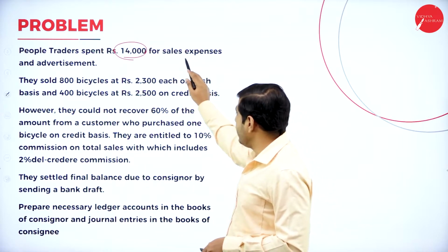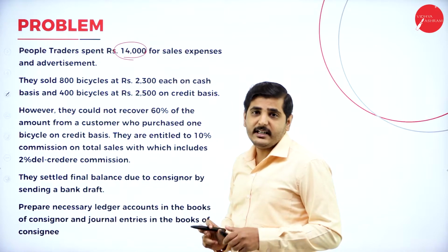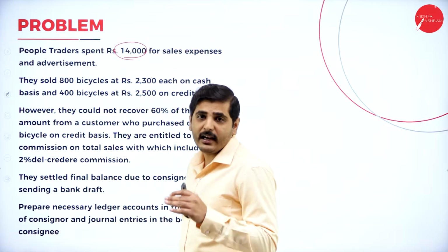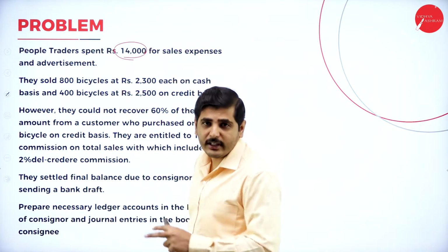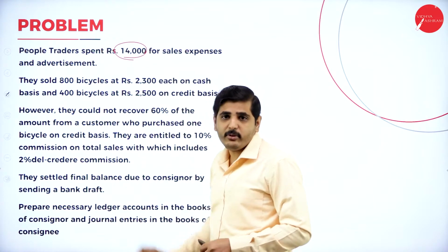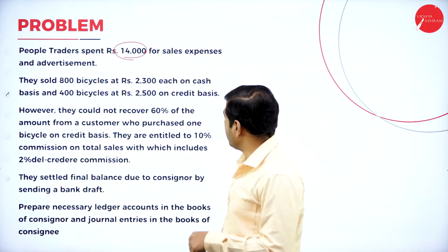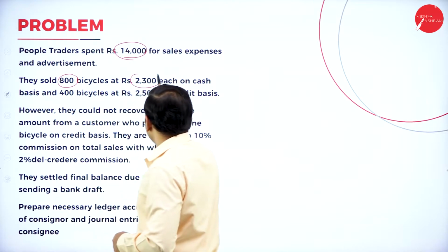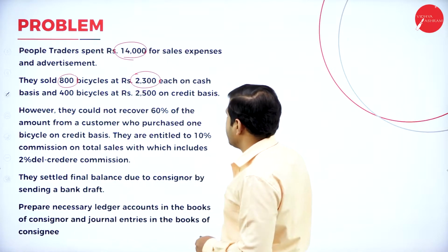People Traders spent 14,000 rupees for sales expenses and advertisement. See, it is an indirect expense. Sales expense and advertisement are indirect expenses, so this item should not be considered while calculating closing stock and in the working note, but we can consider this item while preparing the consignment account. They sold 800 cycles for 2300 rupees each on cash basis.